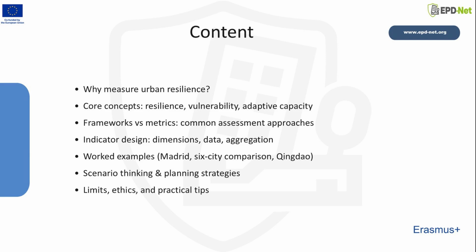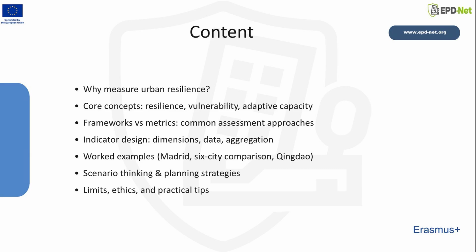The presentation moves in a clear sequence. First, we ask why urban resilience should be assessed at all. Second, we define the key concepts of resilience, vulnerability, and adaptive capacity. Third, we introduce a simple but powerful framing device, the 5W questions. Resilience for whom, for what, to what, where, when, and why. These questions help prevent vague or one-size-fits-all measurement.